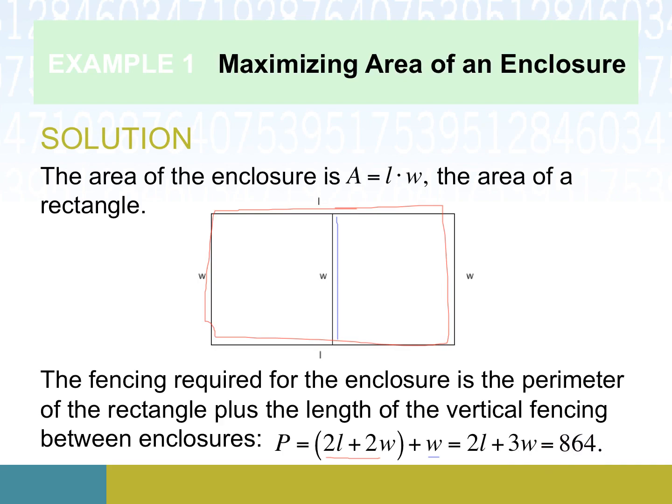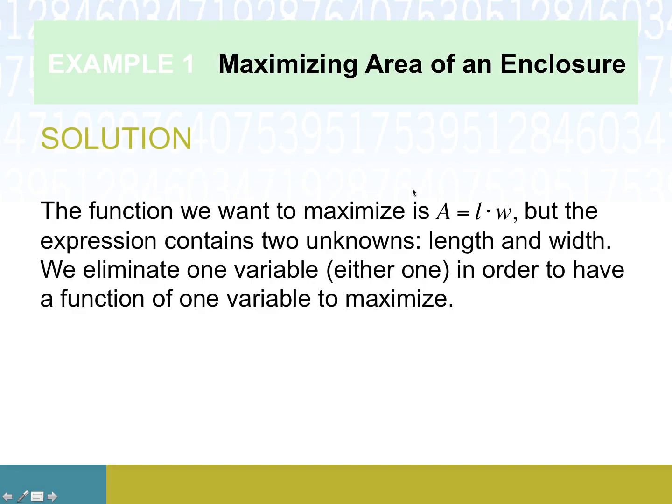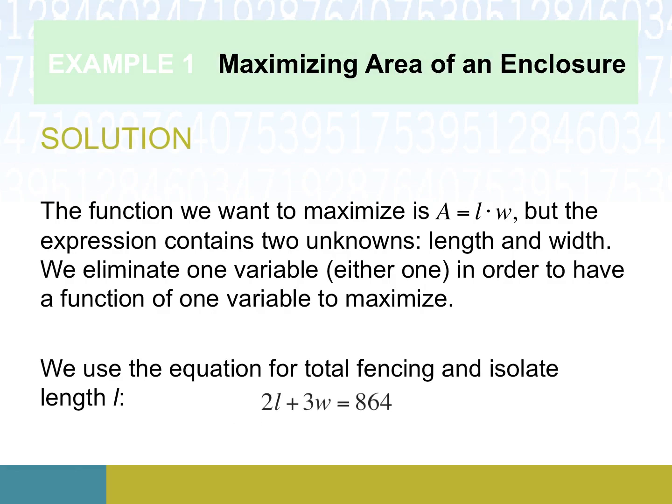So here's the deal. We're going to use this equation down here as a helper to get rid of one of the variables in our area equation. Just reiterating, the area equation has two unknowns in it. We're going to get rid of one of them using this helper equation, 2L plus 3W equals 864. So we're going to use this to solve for one of the variables. It really doesn't matter which, but I'm going to pick length to go after. So we do our usual solving strategies. We've got 3W getting subtracted over to the other side, and then divide both sides by 2.